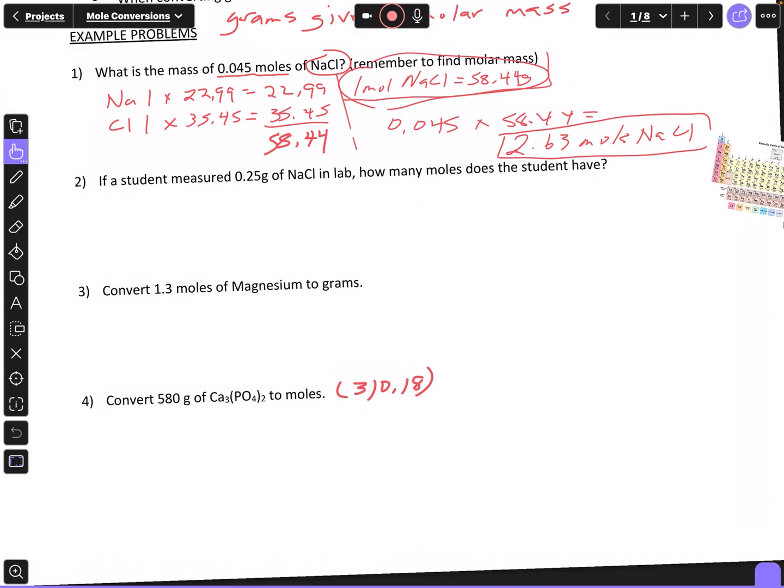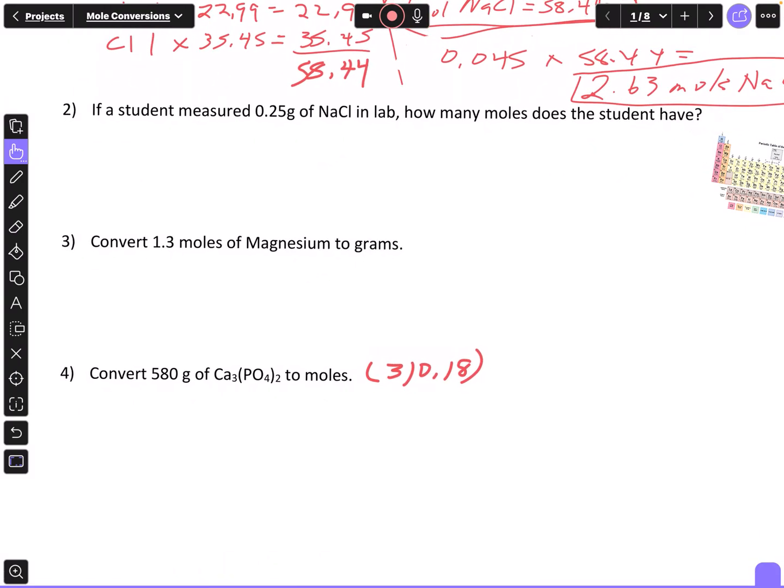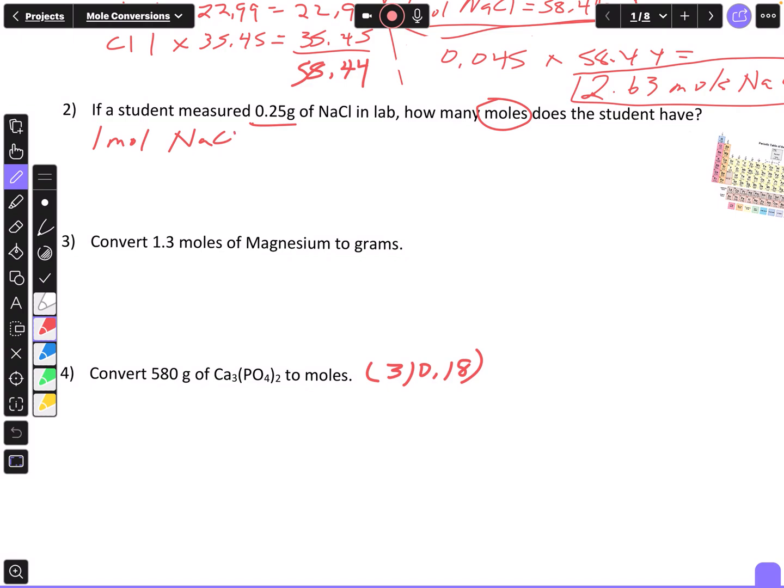Now if we look at the next example, if a student measured 0.25 grams of NaCl in lab, how many moles does the student have? Alright, so this time I'm given in the problem grams and I want to find moles. Well, I know I just calculated the molar mass in the problem before. 1 mole of NaCl is equal to 58.44 grams, this molar mass.